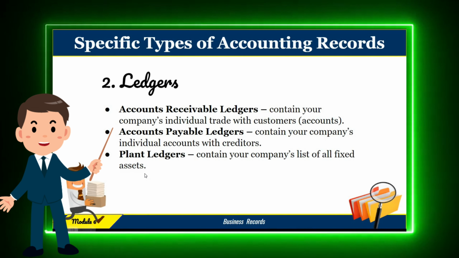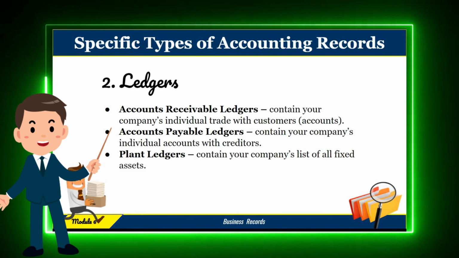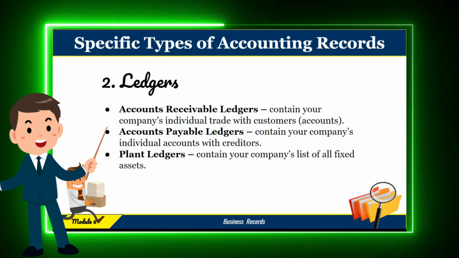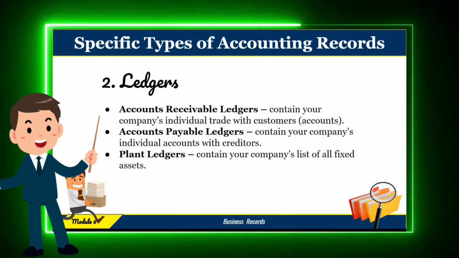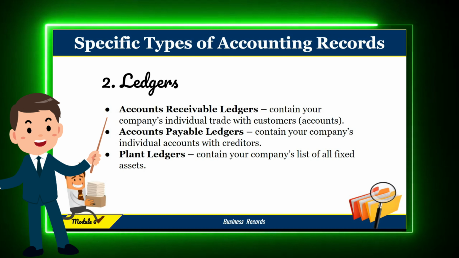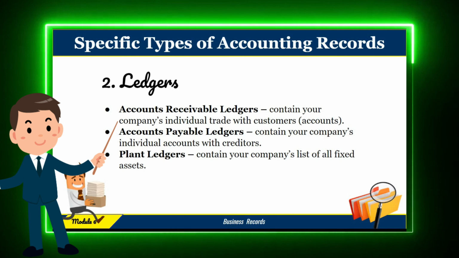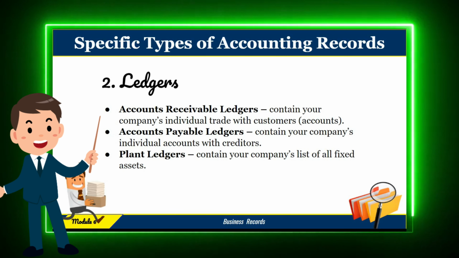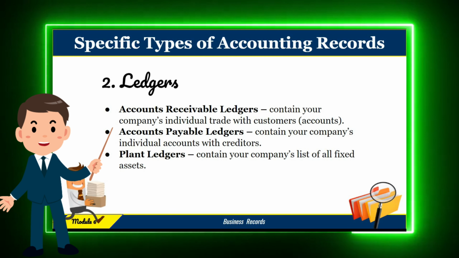Next one is we have here the ledgers. Okay? So what are included in the ledger records? We have here the account receivable ledger. We have also here the account payable ledger and plant ledger. So what is the account receivable ledger? It contains your company's individual trades with customers, which is the customer account.